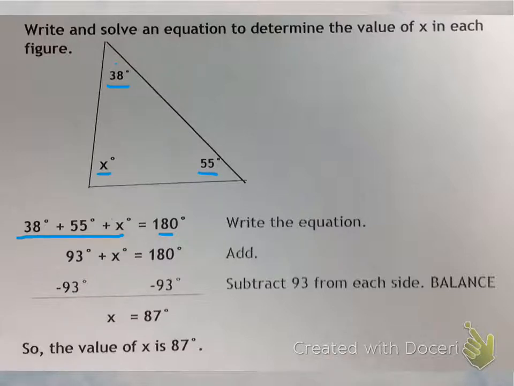This one's going to look a little different than before because on this one we need to add first before we balance. So we would add 38 plus 55 to get 93, and then we can balance because now our new equation is 93 plus x equals 180. This is a positive 93, so we need to subtract 93 from each side. These go away. We bring down our x, bring down our equal sign, and 180 minus 93 is 87. So the value of x is 87 degrees.